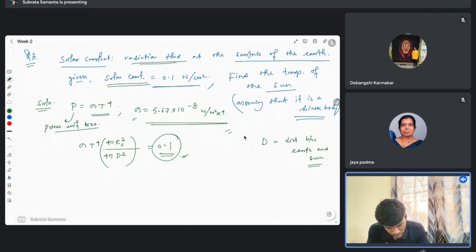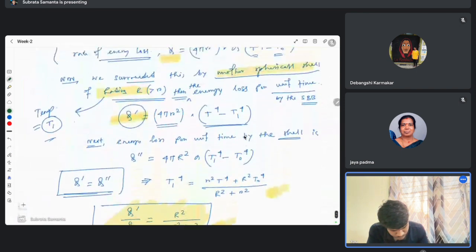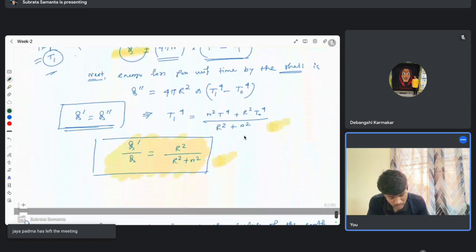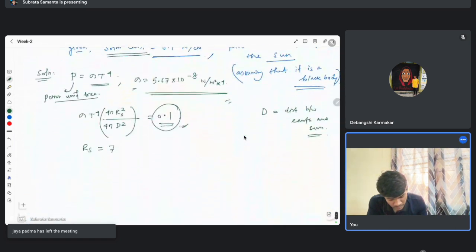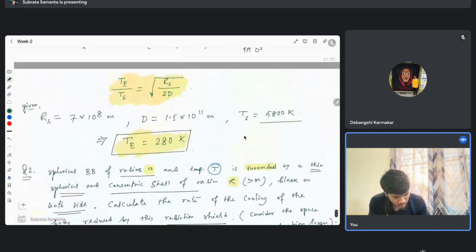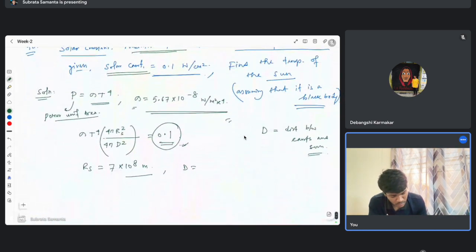Right. So now once you know this R_S, what is the R_S? Just to write down from the previous case, R_S is 7 times 10 to the power 8 meter. And what about d? You know the value of d. I just write it here: 1.5 times 10 to the power 11 meter.